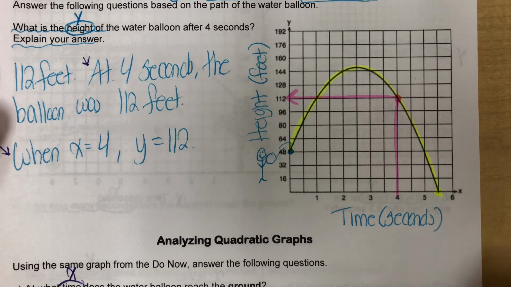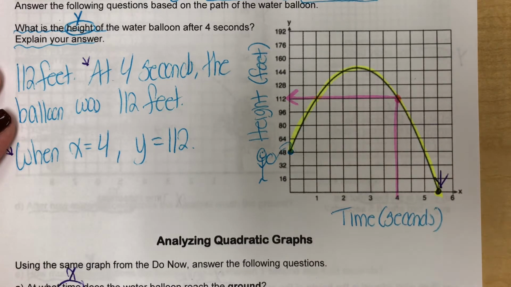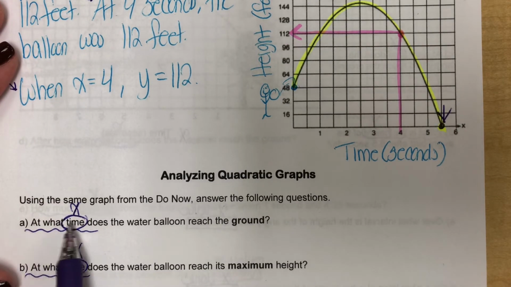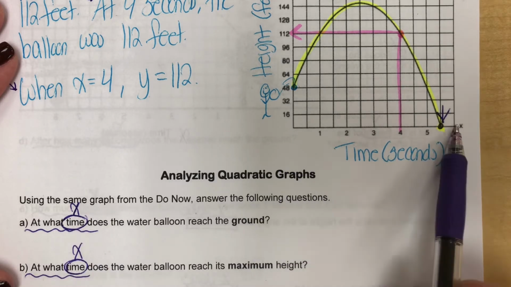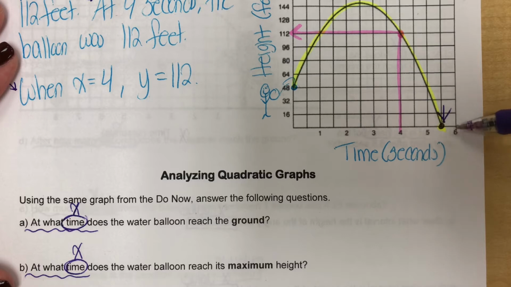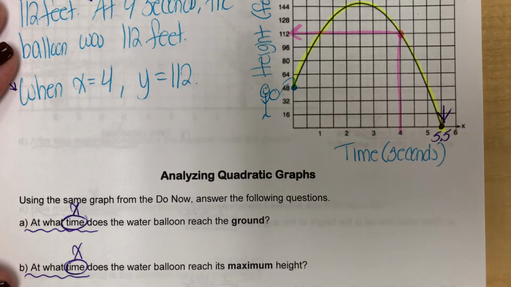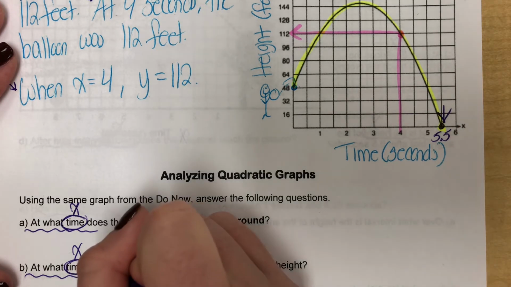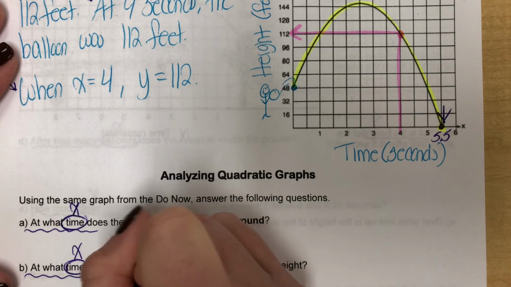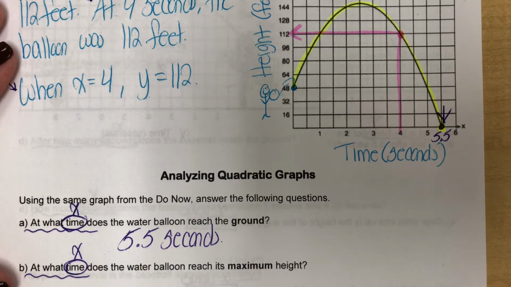So I just want to now ask myself, what x value is this going to be? Because part A says, at what time? Time is an x value. So what's the x value of this point? Well, I can see it's right in between 5 and 6. So what number is in between 5 and 6? It's going to be 5.5. Excellent. All right, so at what time? I'm going to say at 5.5 seconds, because I know my time here is being represented in seconds.